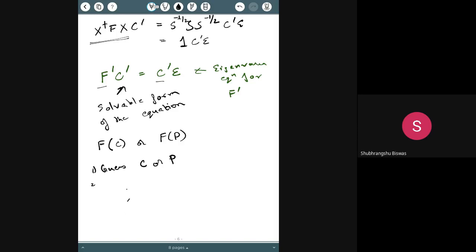So then solve eigenvalue equation, recompute F and F prime, solve eigenvalue equation. So this is the same loop. So that is how you solve it.